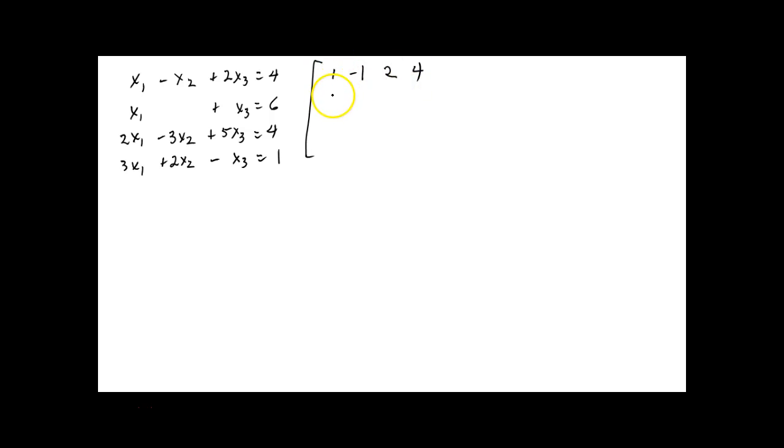Got it? 1, 0, 1, 6. Got it? 2, negative 3, 5, 4. Got it? 3, 2, negative 1, 1. Got it. Okay. Now, when you get a matrix set up like this, what's the first thing you want to be the case? Up or left to be a leading one. We've got it already. Don't have to do a thing to it.